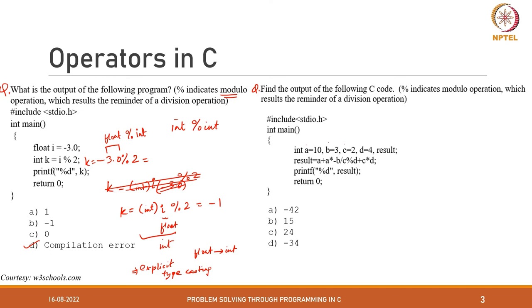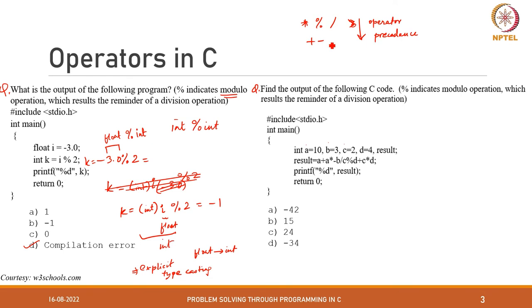So let me remind you regarding the operator precedence and associativity, especially for these arithmetic operators. The star operator, the modulo operator, and the division operator have a higher precedence. So this is the order of precedence for these operators. Whenever there is a multiply operation, a modulo operation or a division operation, it will occur before addition and subtraction. This is the operator precedence for the arithmetic operators.